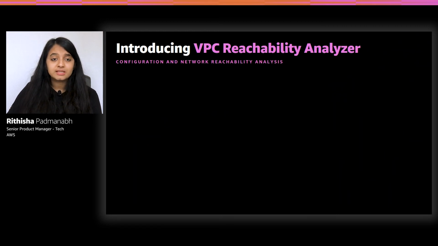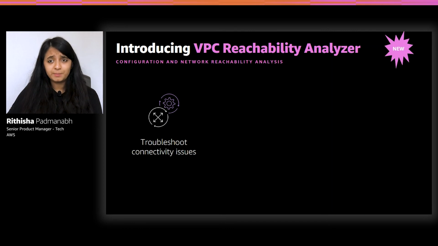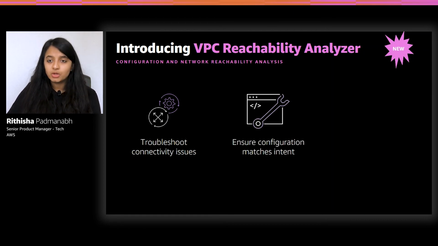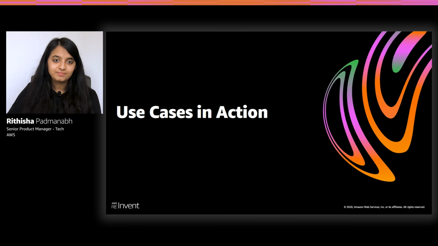Reachability Analyzer is essentially a configuration analysis tool. It allows you to determine reachability between any two resources in your VPC. If the path between those two resources is unreachable, then Reachability Analyzer also provides explanations to identify the details of the blocking component. So you can use that to troubleshoot an unreachable path. Apart from troubleshooting, you can also use Reachability Analyzer for configuration intent verification or automated validation. Now let's see all of these use cases in action.